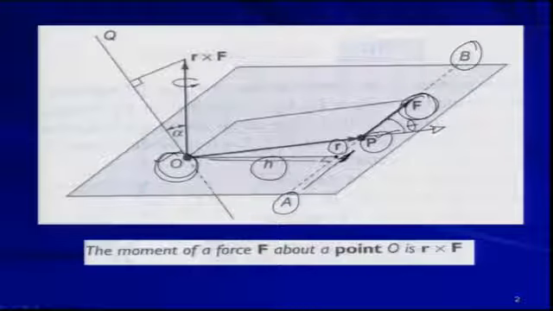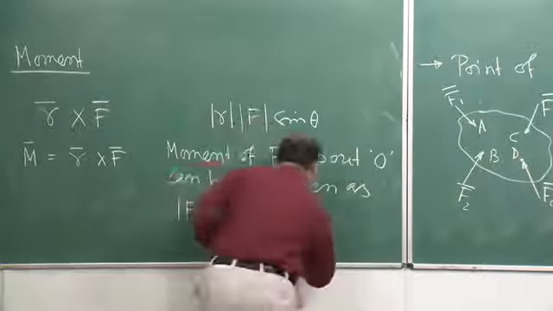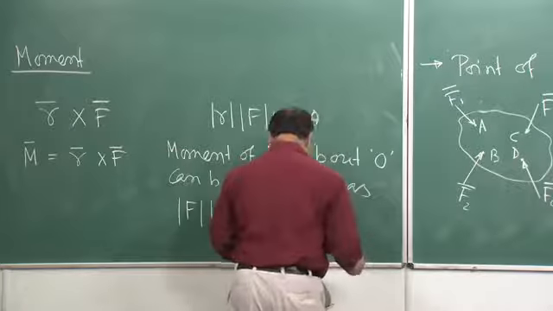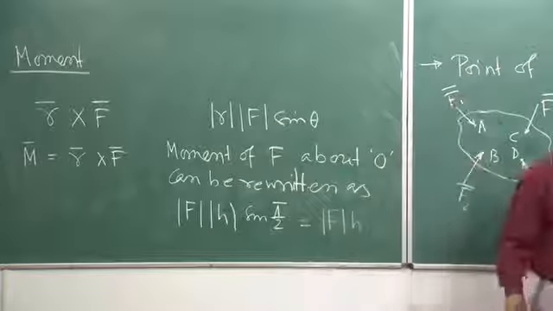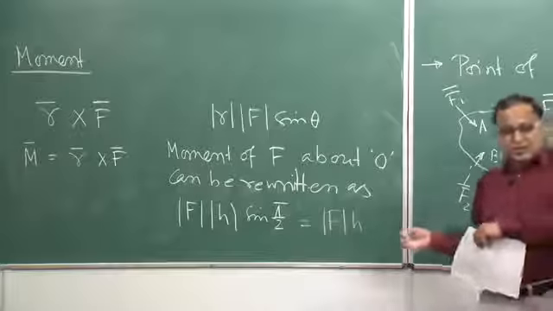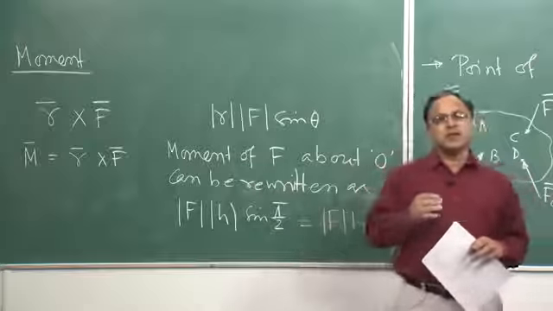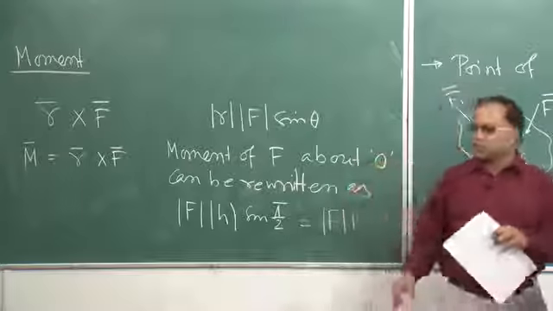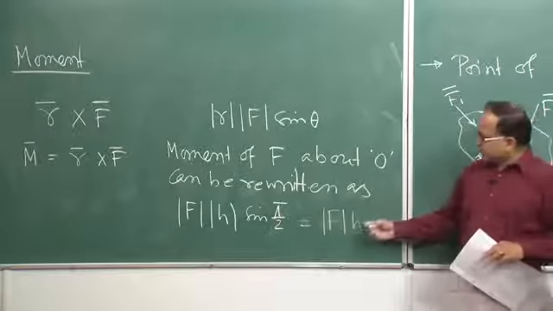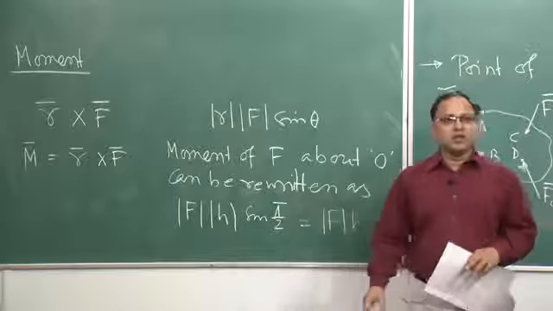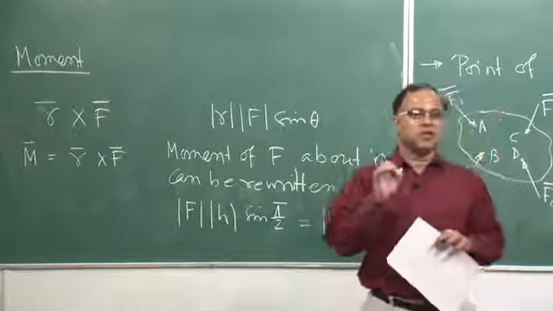So, from this expression we can simply write the moment is equal to F times H. What does it mean? If you can get the displacement vector in such a way that it gives the perpendicular distance from the fixed point to the line of action of the force, then the force multiplied by that perpendicular distance gives you the moment of that force with respect to the fixed point O in space.